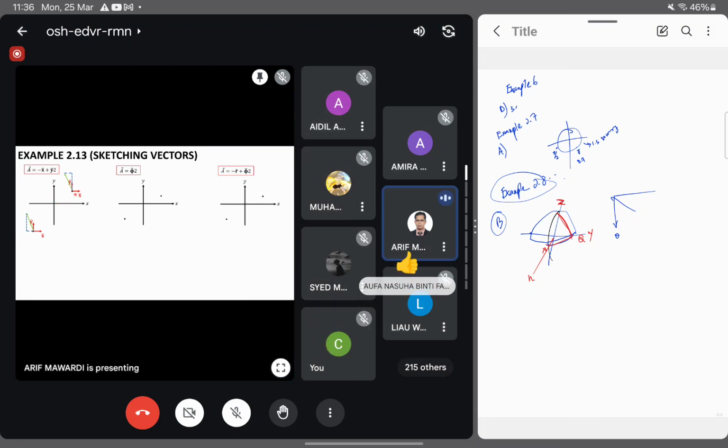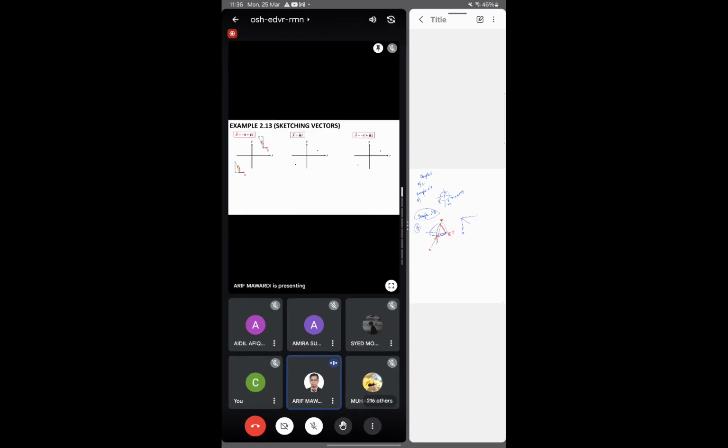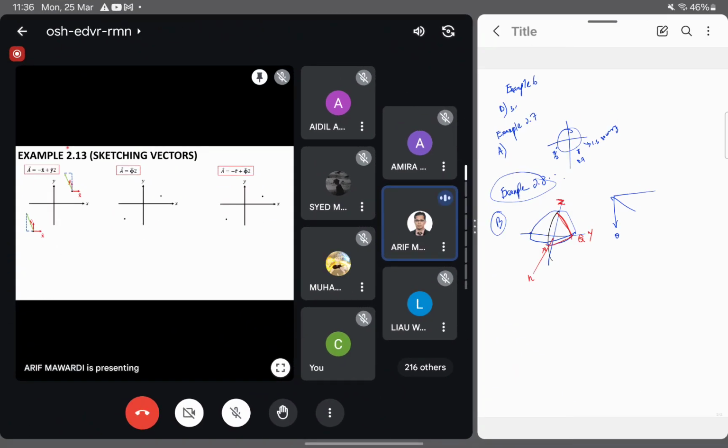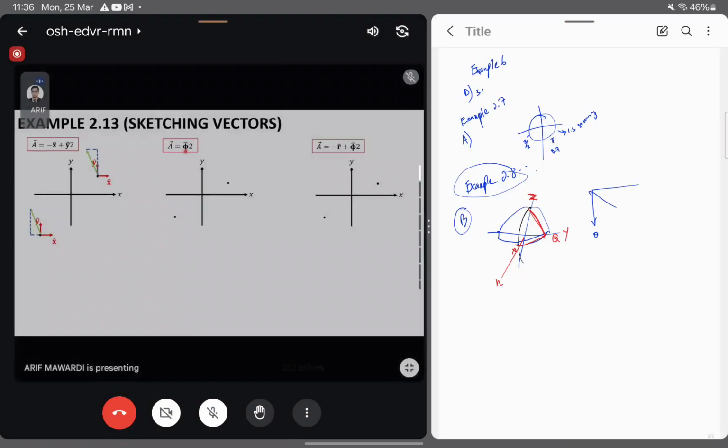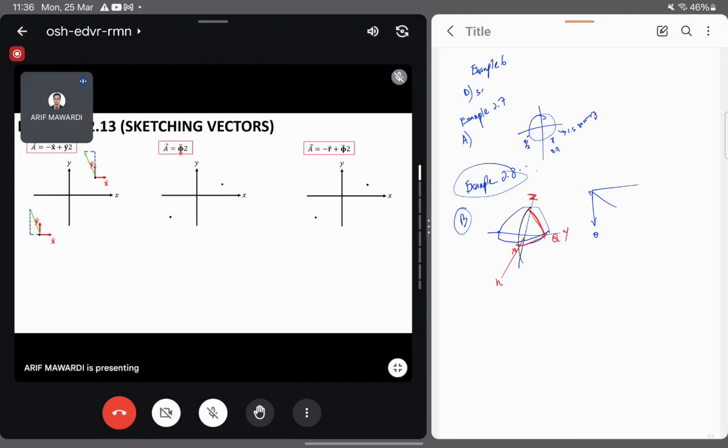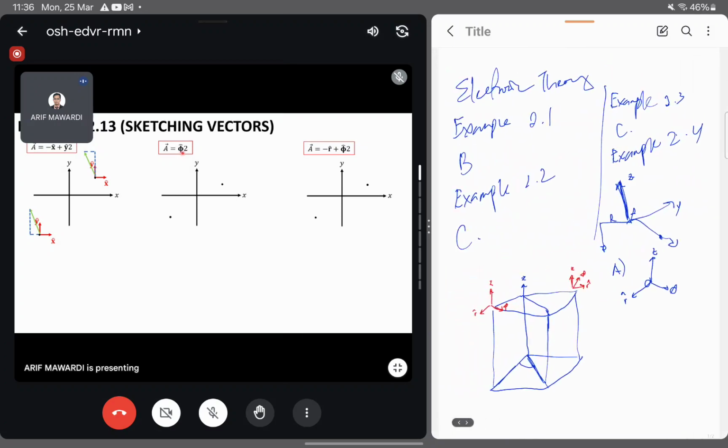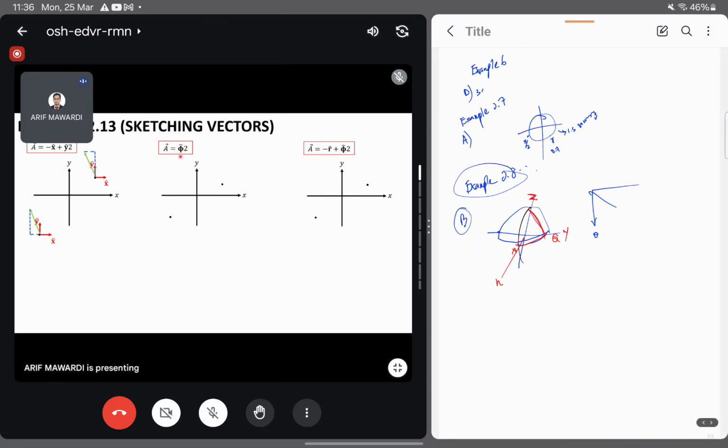Okay, so this is how you sketch a vector at a particular point. The first step is to draw the unit vectors. Now let's do this one. The vector now is expressed in the cylindrical coordinate system. How do I know that it is expressed in the cylindrical coordinate system?